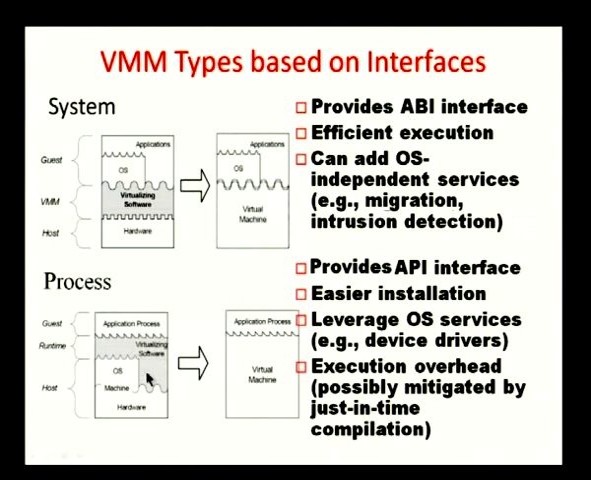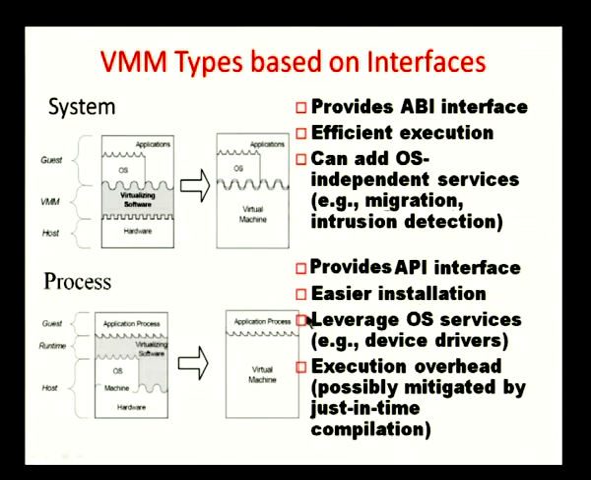The second one is based on the process. Here it provides the API interface and it has easier installation also, and it leverages the OS services, and the execution overhead is also there. So, if you consider the OS, above the OS you have the virtualizing software, then this is the actual virtual machine and you have the virtualization process above this.